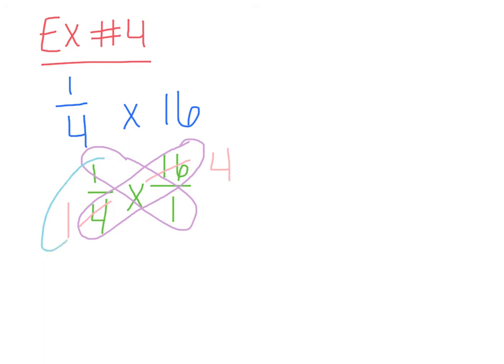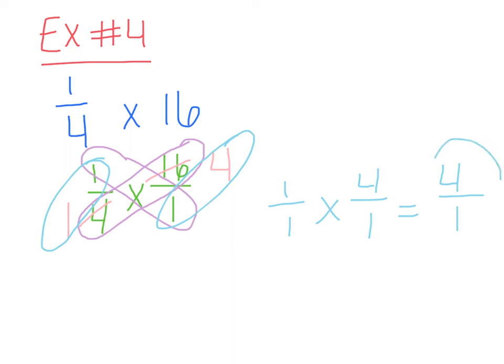I have 1 over 1 times 4 over 1. So 1 times 4 is 4, and 1 times 1 is 1. Remember, I said if you have anything over 1, it's just that number. So our answer is just 4. So when you have a whole number and a fraction, you just put the whole number over 1, and you can just go ahead and multiply straight across, or you can look diagonal and reduce them first and then multiply straight across.